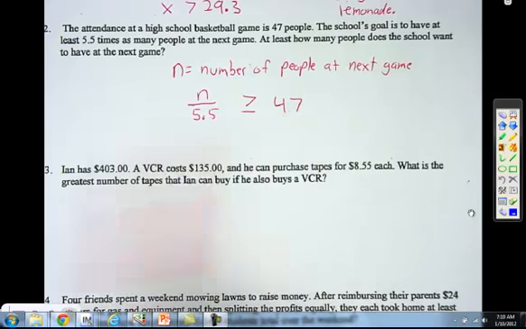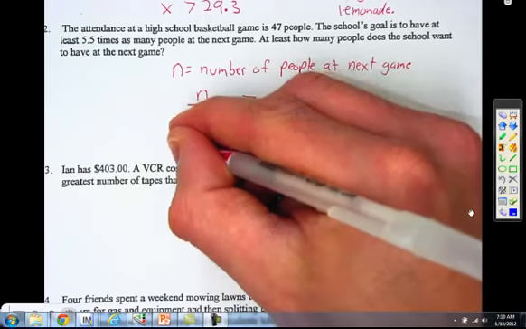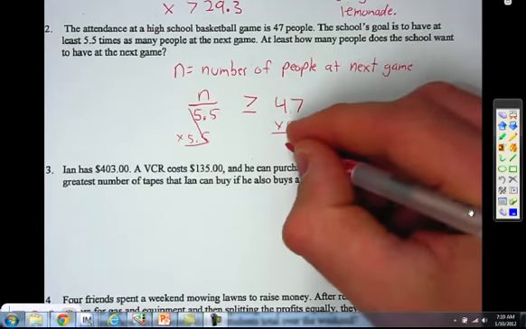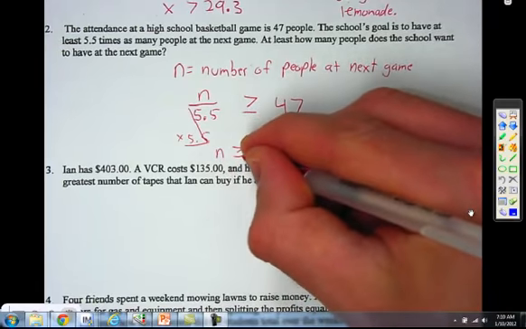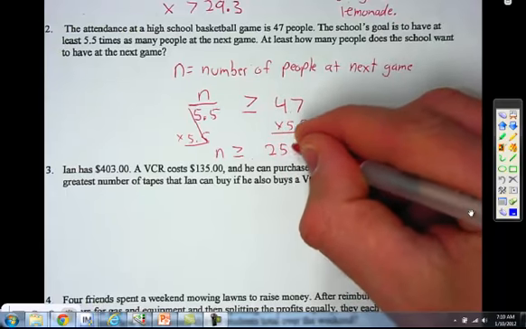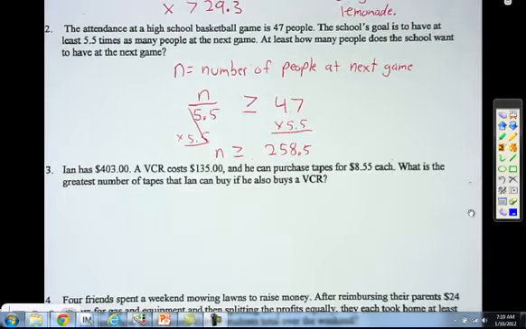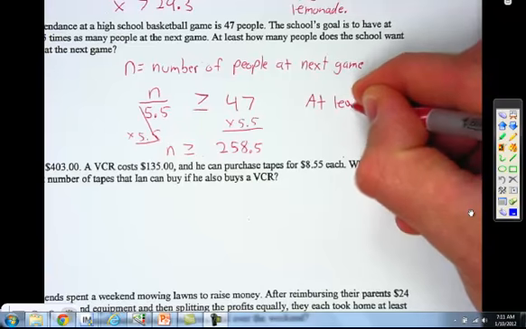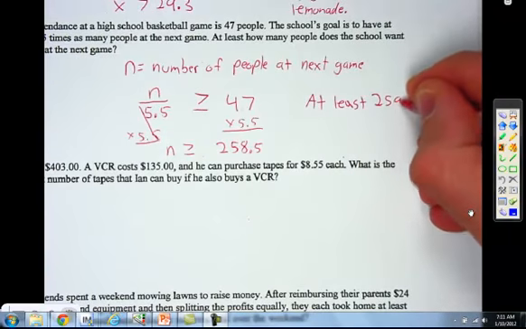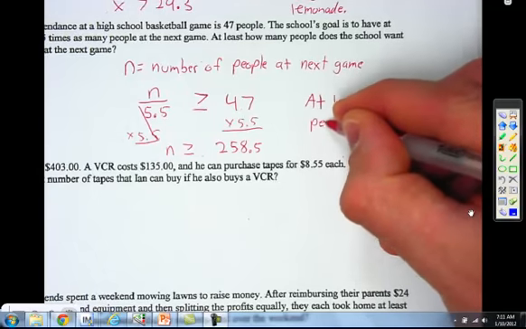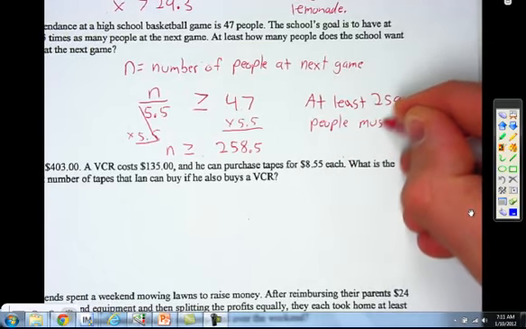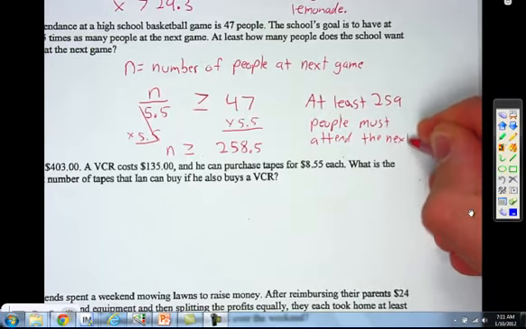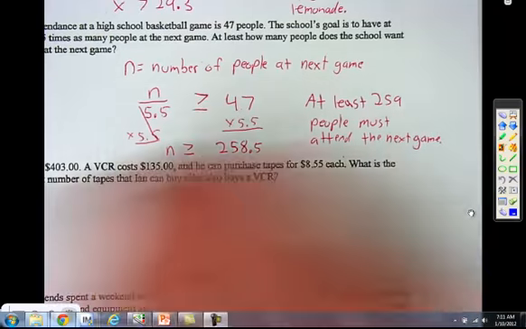And when we actually solve it, we would take this and times by 5.5. So that goes away. Times by 5.5 over here to get n is greater than 258.5 people. And could you have a half person? Not really. So we have to say at least 259 people must attend the next game.